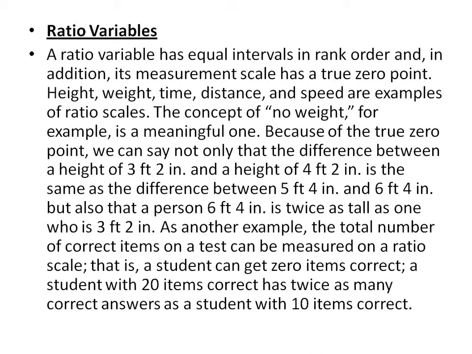As another example, the total number of correct items on a test can be measured on a ratio scale, that is, a student can get 0 items correct. A student with 20 items correct has twice as many correct answers as a student with 10 items correct. So here we can compare a student getting 20 correct answers with a student getting 0, because we have a true 0 point.